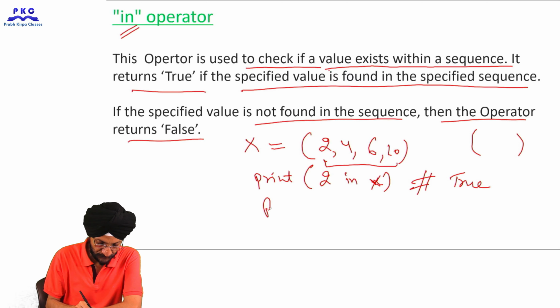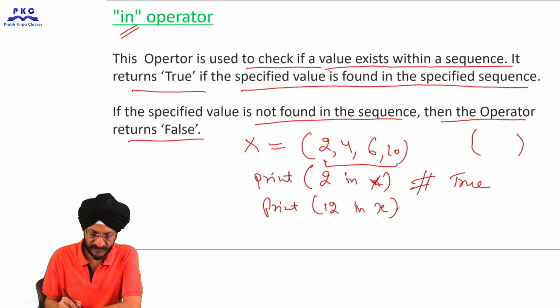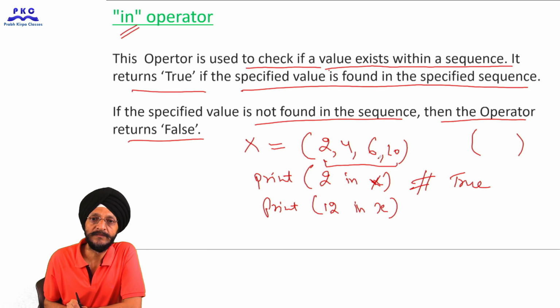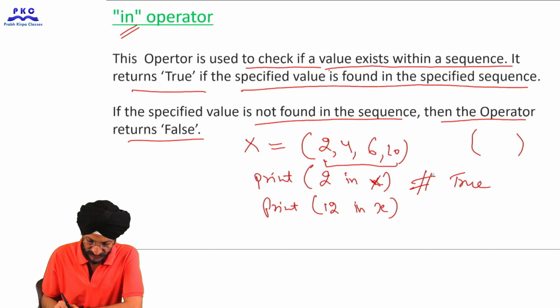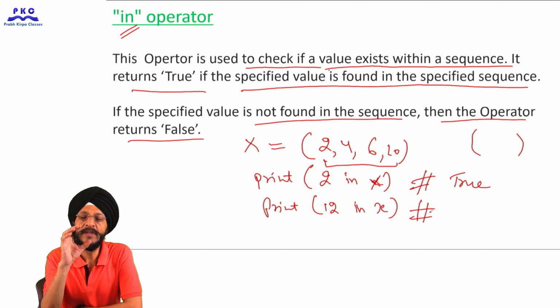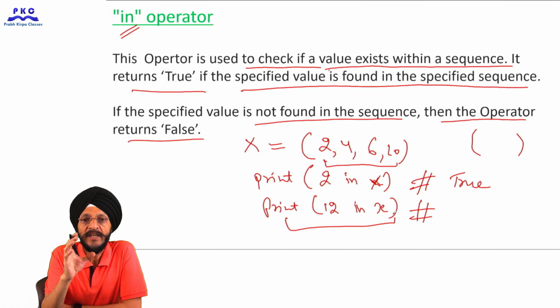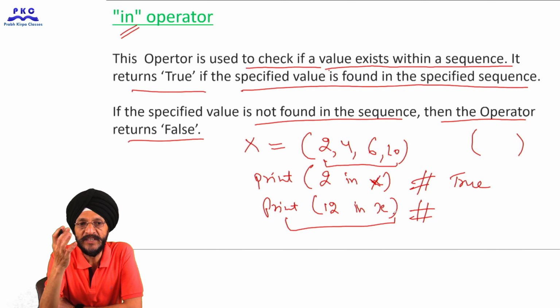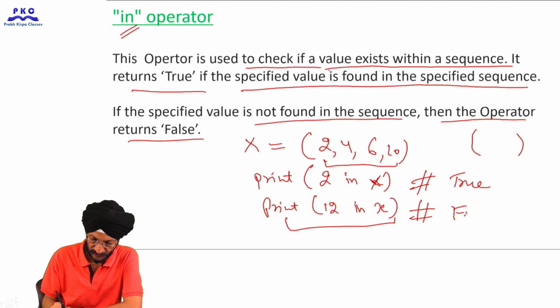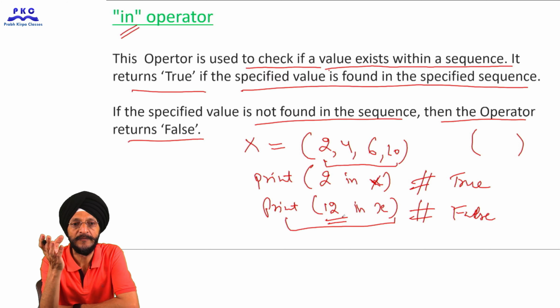If we write print 12 in x, is 12 present in this sequence or in this tuple? No, 12 is not present. So when we use this in our code editor, the Python interpreter will give the output as false because 12 is not there in the sequence.